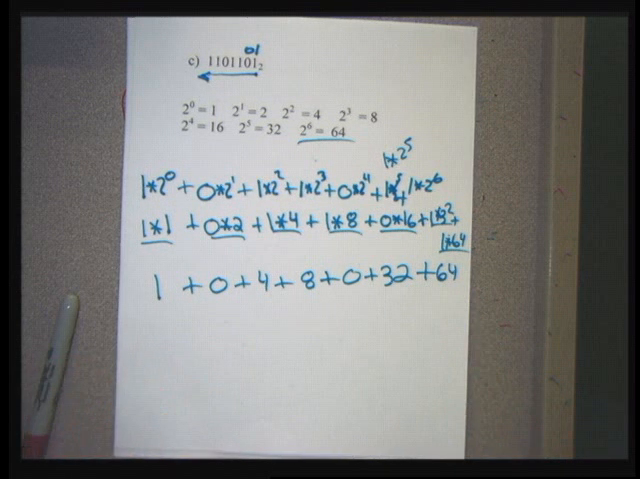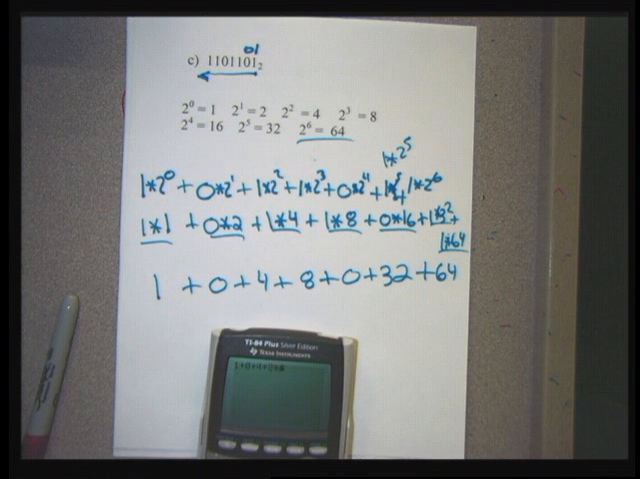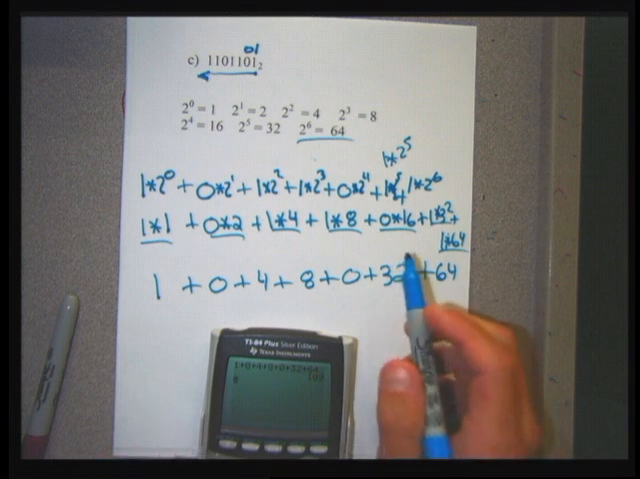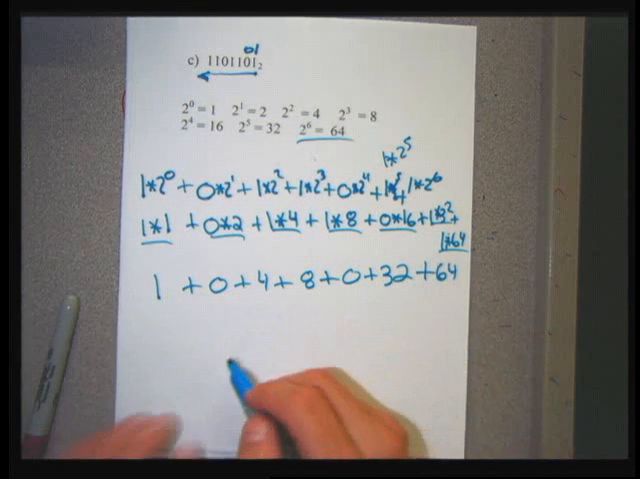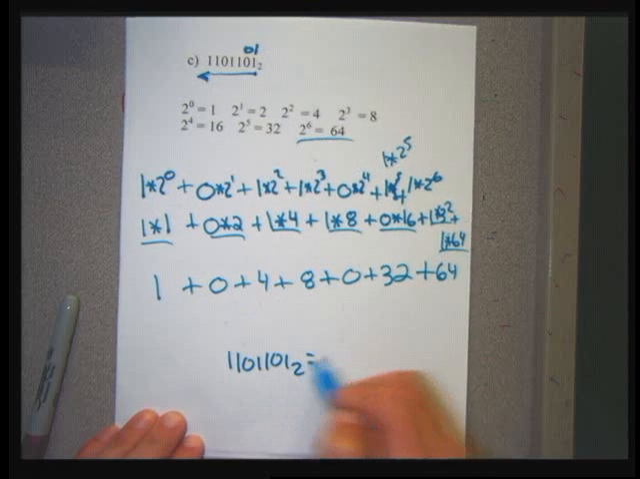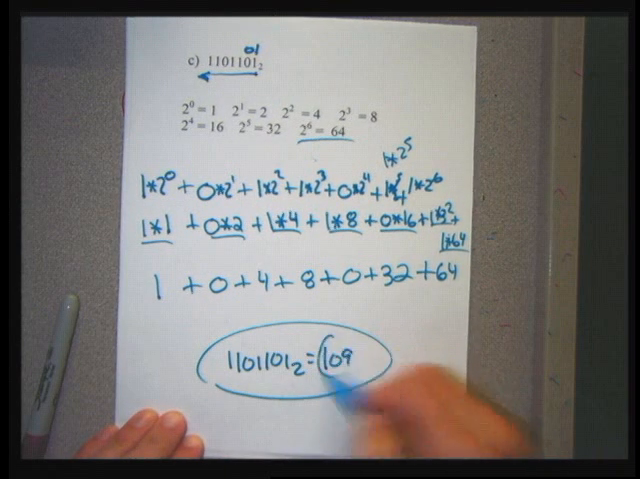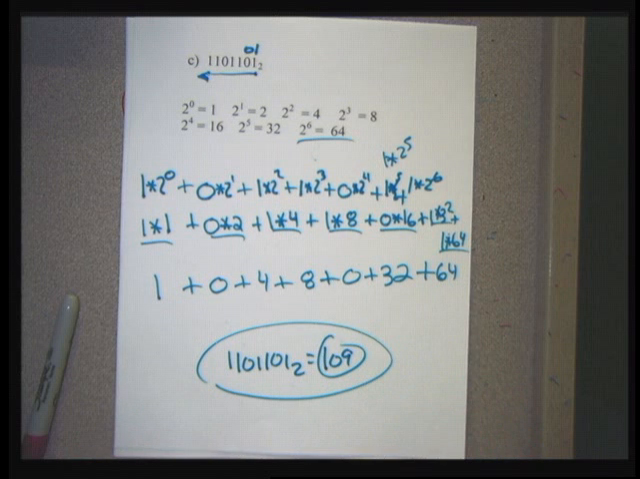Then I add all these numbers up. So I'm going to go 1 plus 0 plus 4 plus 8 plus 0 plus 32 plus 64. And that tells me the answer is 109. That technically says that 1101101 base 2 is equal to 109. You just have to have the 109. You don't need the problem next to the answer, but it's not wrong to have the problem next to the answer either.